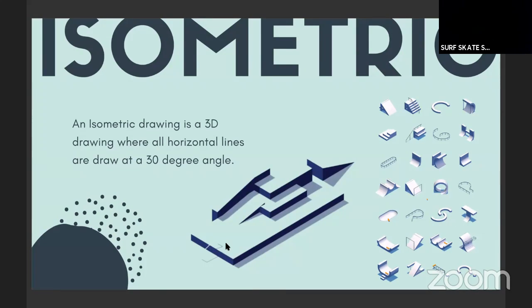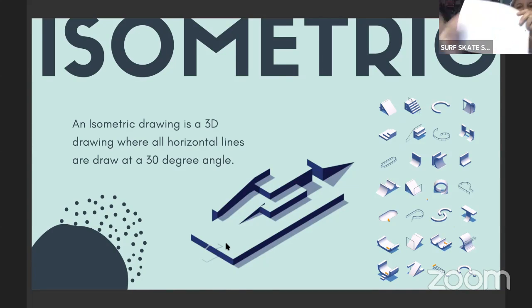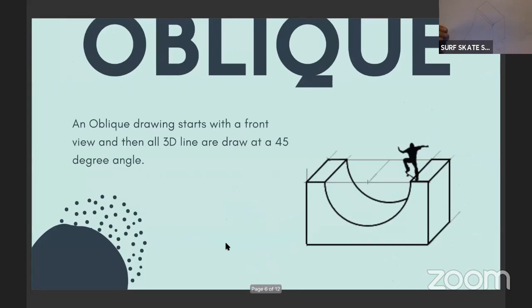All these images are drawn at that 30-degree angle, and it allows you to see the entire ramp. I don't know if you could see that, but see how there's the horizontal line at the bottom and all the other lines are pushed up at 30 degrees. So that's what makes it that 3D look, and it gives you the most information of the object that you're drawing. So we'll move on to the next one.